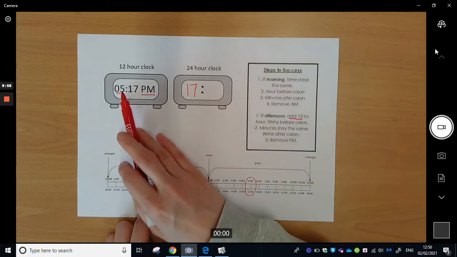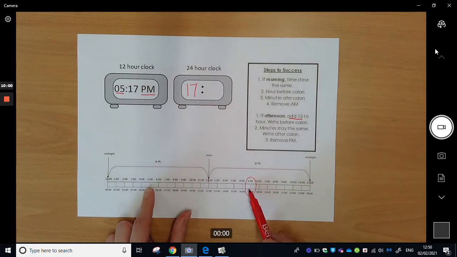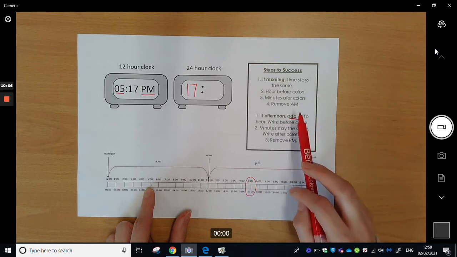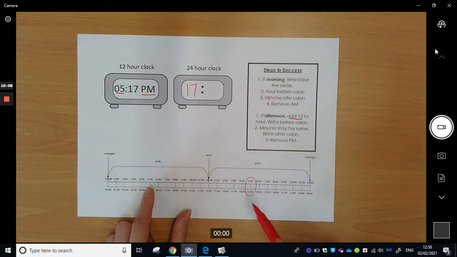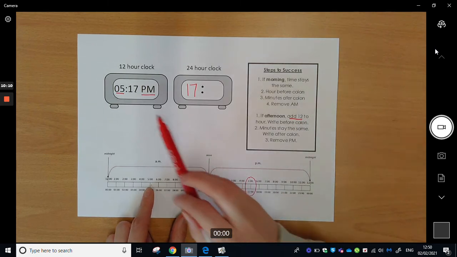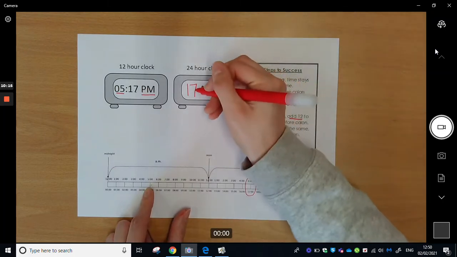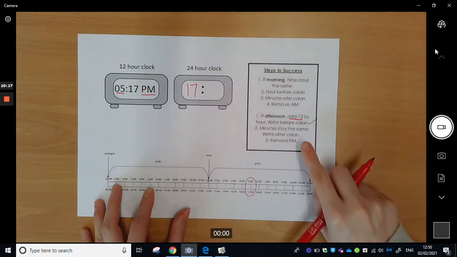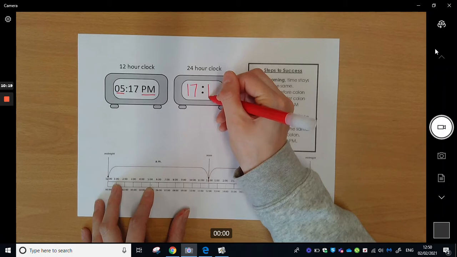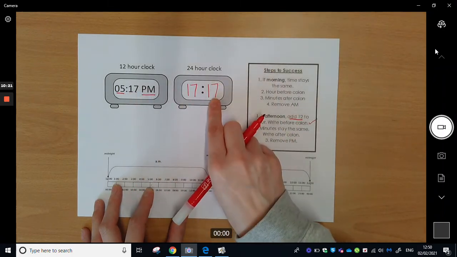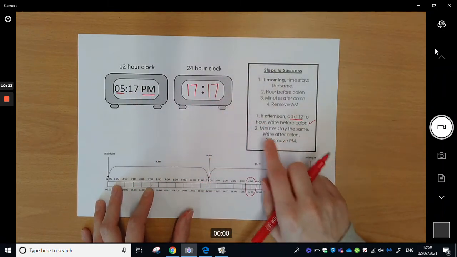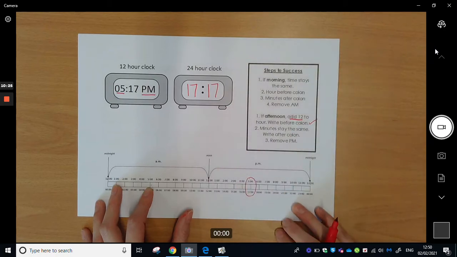So because I knew it was 5 p.m, I could go straight to here and just see that it is 1700, okay? But do try and use this to help you, just adding on 12, because you're not always going to have this timeline in front of you. So it's really great to remember that I'm just adding on 12 here if it's PM, okay? So I've done the first part, I know it's 17, and now I need to know that the minutes stay the same. So I remove the PM, so I'm not going to write PM on here, okay?